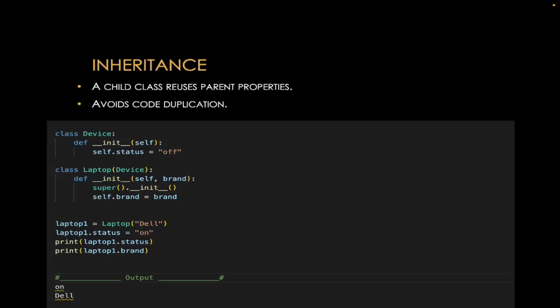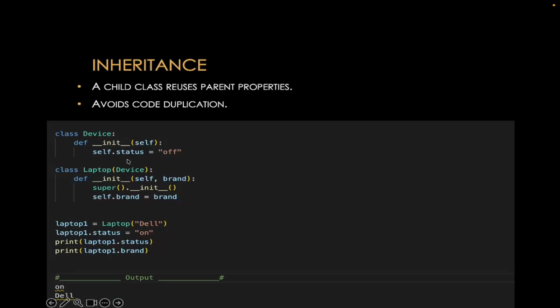Next concept is inheritance. Inheritance is like a parent-child relationship between two classes. If we define any attributes or methods in the parent class, they will be automatically used by the child class also. Child class need not define them again. So here we can reuse the parent properties.